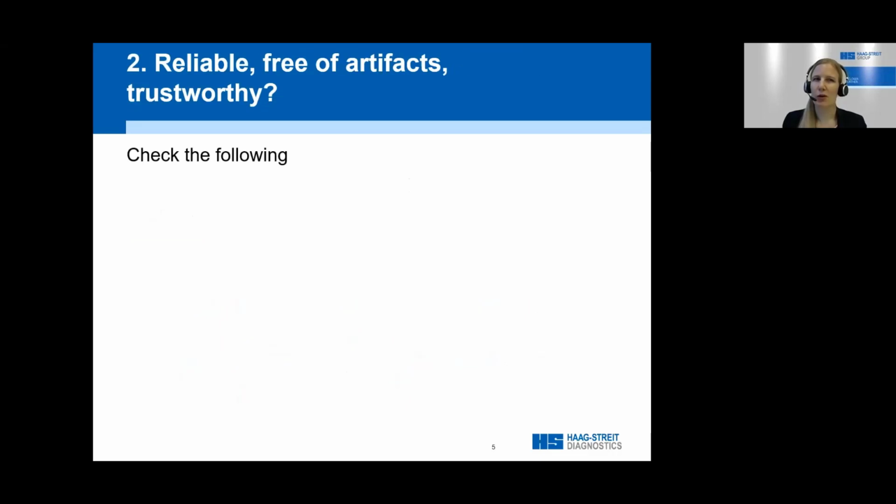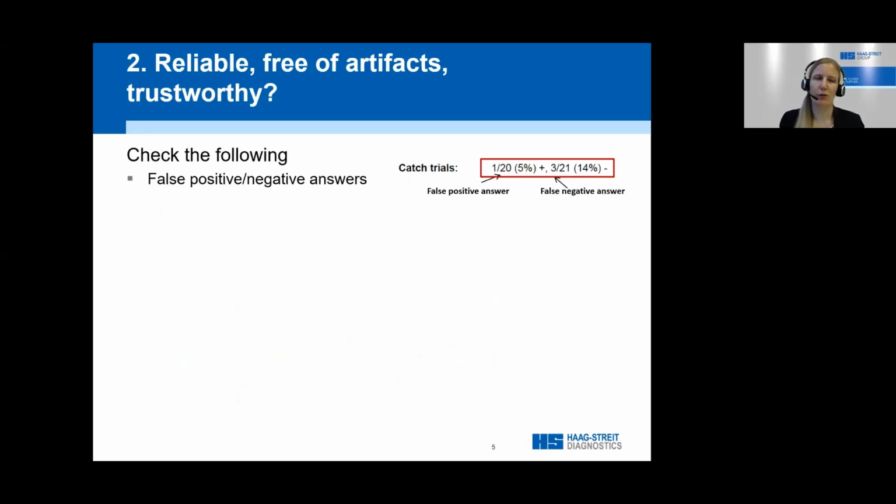But it's so much more. Ask yourself: is the visual field reliable, free of artifacts, and trustworthy? There are a couple of things you can check. I think we all know the false positive and negative answers that any device has. I've seen quite a number of users here not familiar with the Octopus, but false positives and negatives are common in every perimeter, so I won't go further. But what I find is that sometimes they're down to zero, so you would think this is all reliable, but in reality it's not.